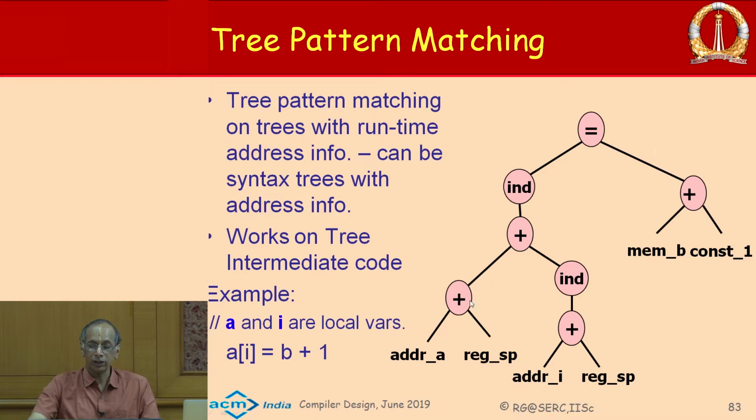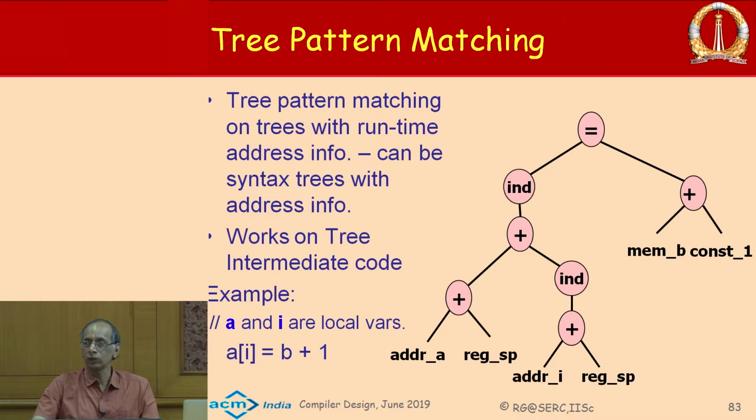And let us try to understand this tree representation before we go to anything else. In this particular example, let us also make sure that we understand what these variables are. Let us say A and I are local variables. What do we mean by local variables? Where are they stored? They are stored in the stack frame, and when they are stored in the stack frame, they are going to be referenced with reference to the stack frame address, correct.